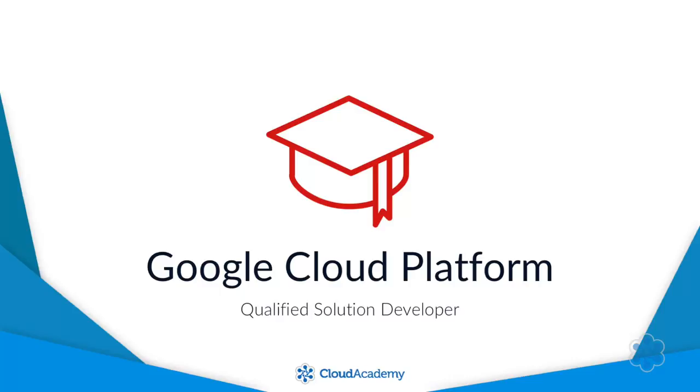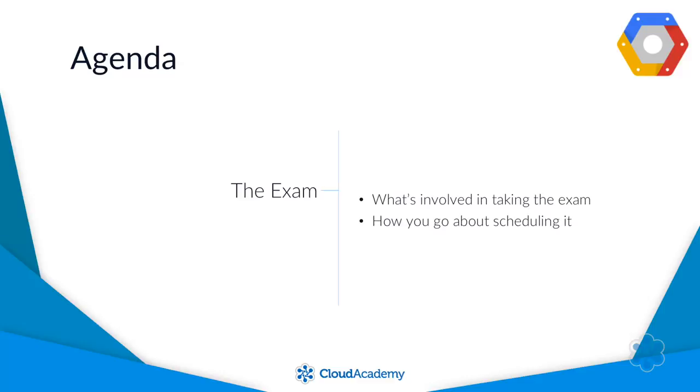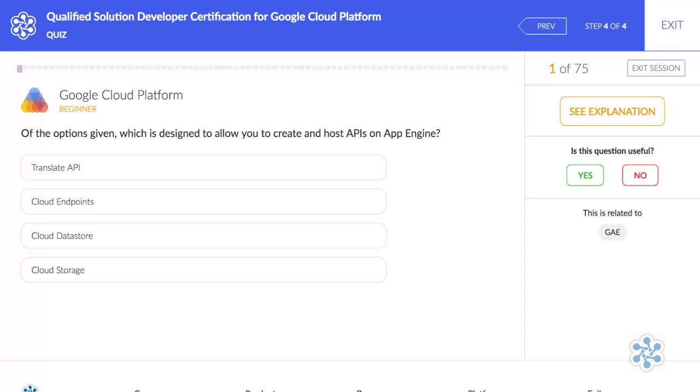It won't cover the technical details. That's what the learning path was for. Rather, we're going to talk about what's involved in taking the exam and how you would go about scheduling it. If you took the final quiz and you answered roughly 80% of the questions correctly, then you might be ready to take the exam. If you're not quite there yet, I recommend taking a second pass at the quiz.